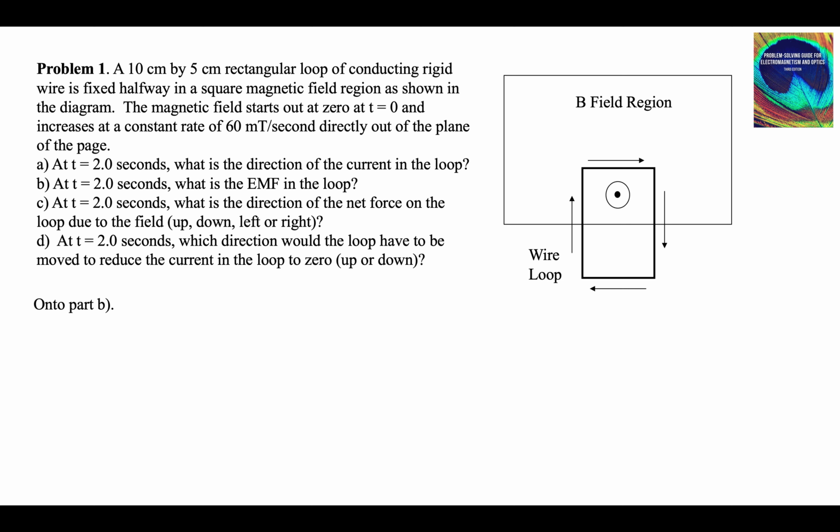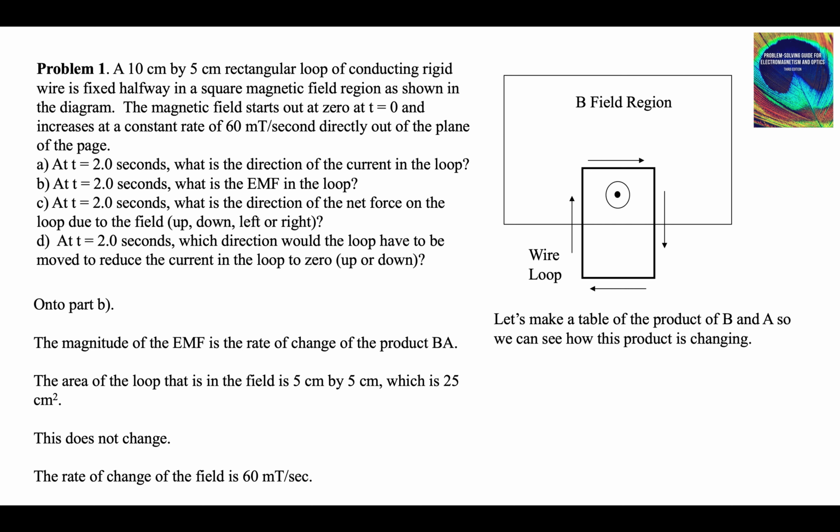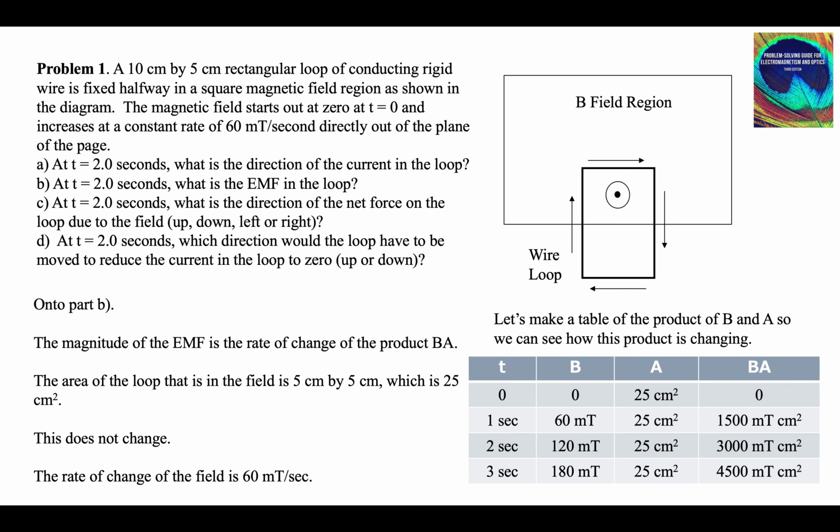Now part B: what is the EMF in the loop? So we're getting quantitative. The EMF is the rate of change of the product B times A. The area of the loop that's in the field is 5 centimeters by 5 centimeters. That's 25 square centimeters. That does not change. The rate of change of the field is 60 millitesla every second. And we want to get the rate of change of the product. We're going to do a little overkill here. We're going to make a table of B times A so we can see how this product is changing.